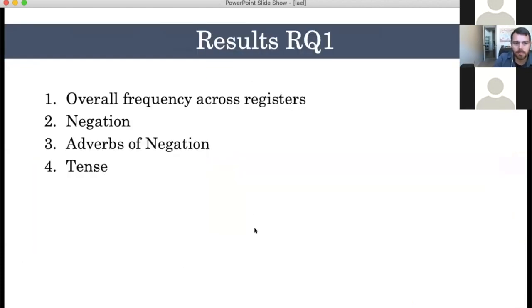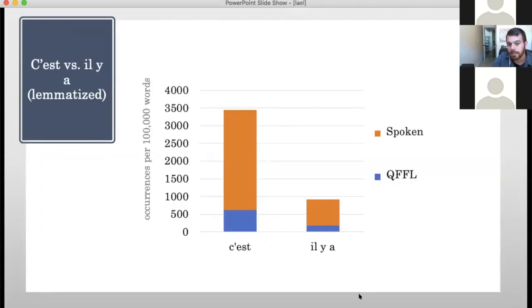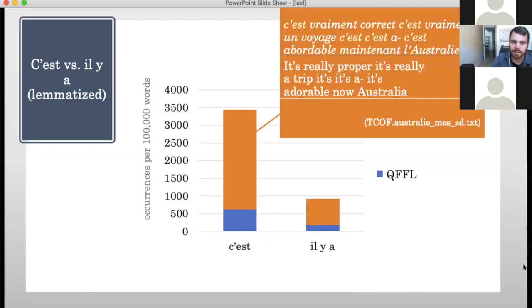So looking at some of the results, I first wanted to look at the overall frequency across the two registers, the spoken and then the spoken as represented in literature, the negation, adverbs of negation, and tense. So "c'est" seems to be a lot more common than "il y a" in both. Let's dive into this a little bit. Part of this looks like it's being used as filler and often repeated. So we have the example of "C'est vraiment correct, c'est vraiment un voyage, c'est adorable maintenant." So we have this as just kind of a repeated form here.